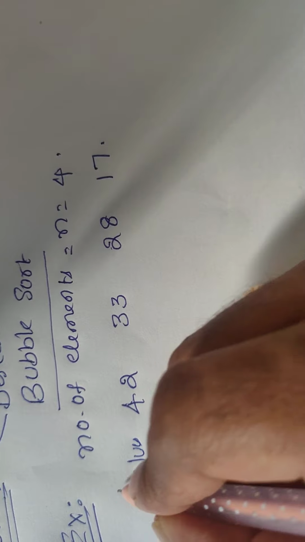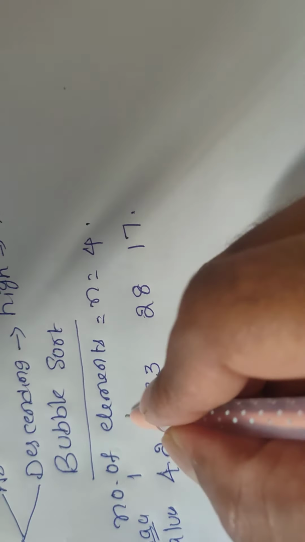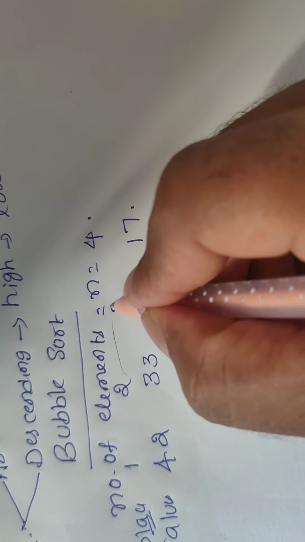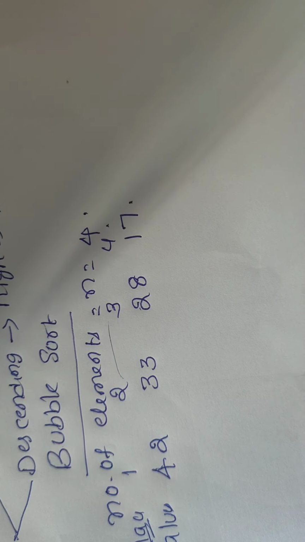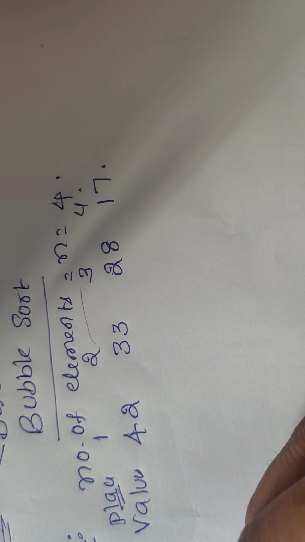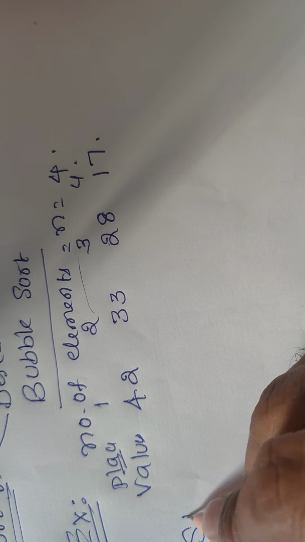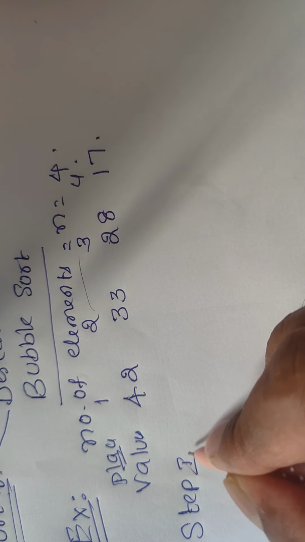What is the place value? That means the location value. This is the first value, this is the second value, this is the third value, and this is the fourth value. Now we apply the sorting technique. First we go to step 1.